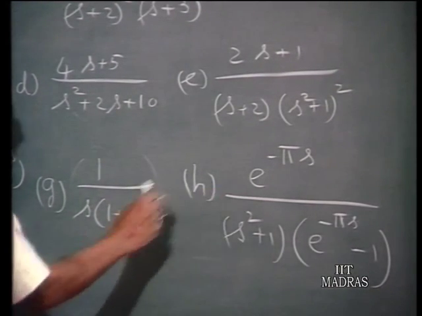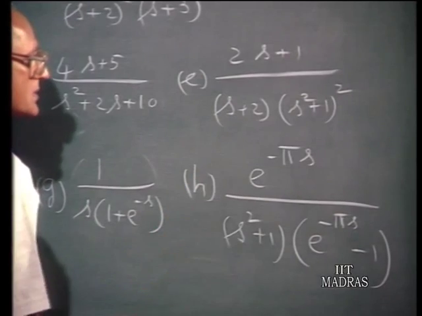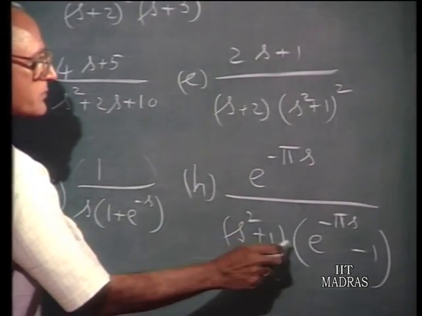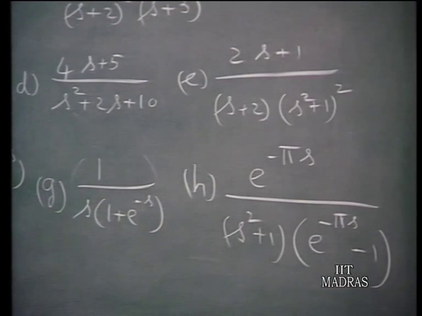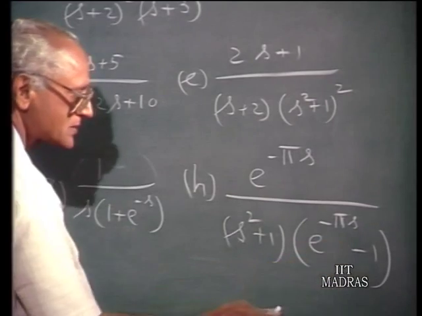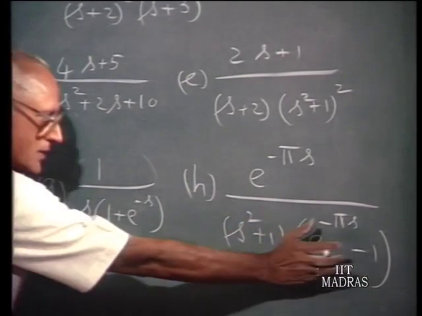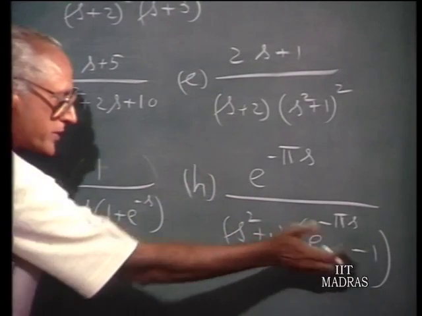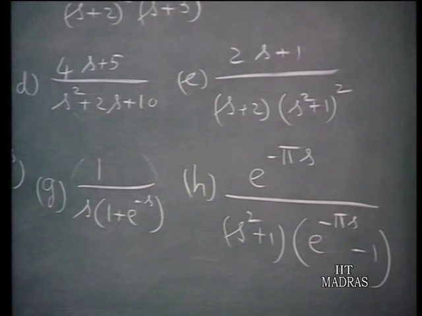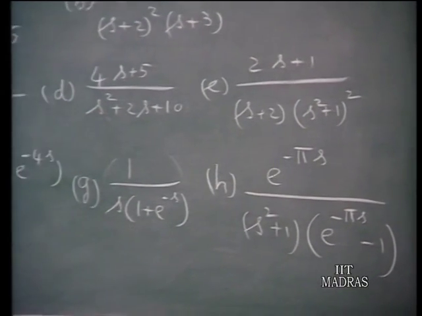Similarly, (h) here you have e to the power of minus pi s by (s squared plus 1)(e to the power of minus pi s minus 1). So if you multiply both numerator and denominator by minus 1, you have 1 minus e to the power of minus pi s. So you can remove that, then find out the Laplace transform of the remaining function, and once you introduce that, it becomes the Laplace transform of a periodic function of time. So using all the properties that we have derived, you find the inverse Laplace transforms of all these 8 functions of s.